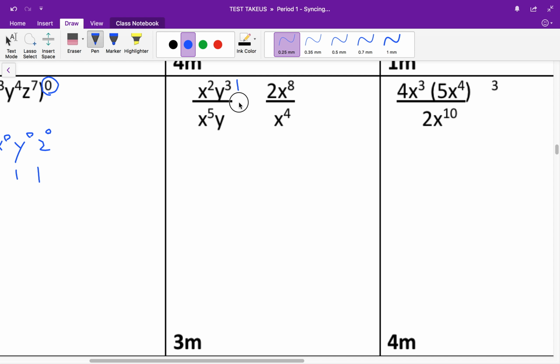Now here, these had brackets on it in your test. So the first thing we're going to do, put brackets there, is just take care of this side first, and it's a division.